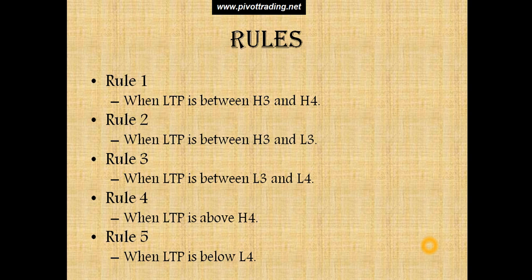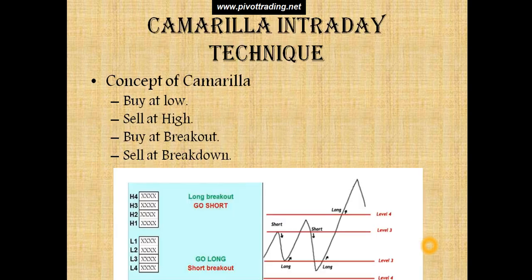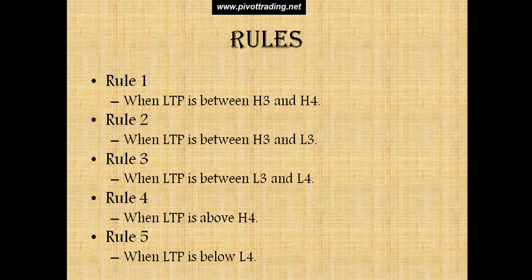Now to go ahead further, there are basically a few rules for this particular equation. As I showed you in my previous slide, there are 8 different levels, L4 to H4. Based on these levels, we have defined a few rules. Now, what does this rule say? Rule number one says that when the LTP is between H3 and H4.